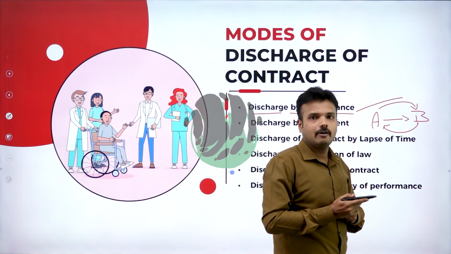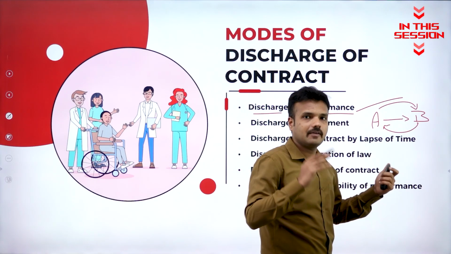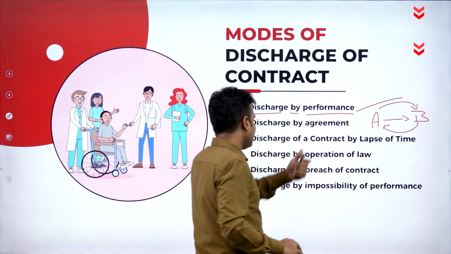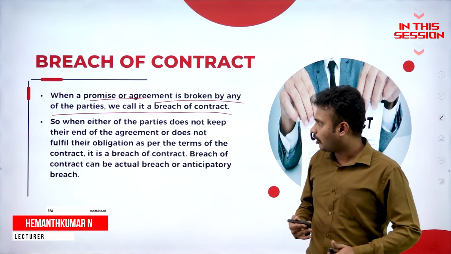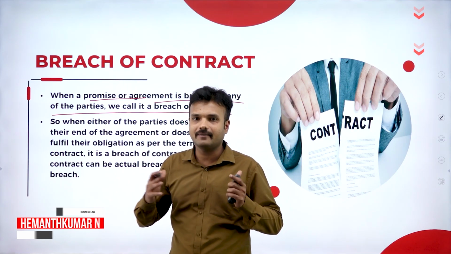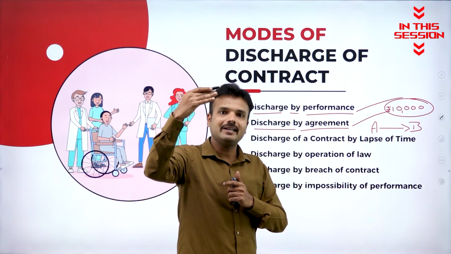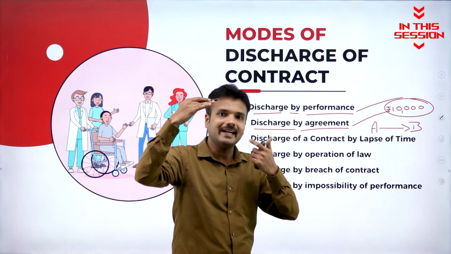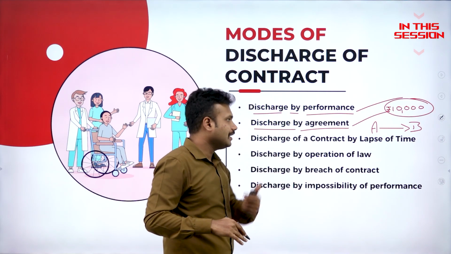After the performance of the consideration, the contract comes to an end, that we call a discharge by performance, whether it is a promisor or a promisee. When the contract or the promise has been broken, that we call a breach of contract. Where the new agreement takes place, the old agreement gets expired. So this we call a discharge by agreement.